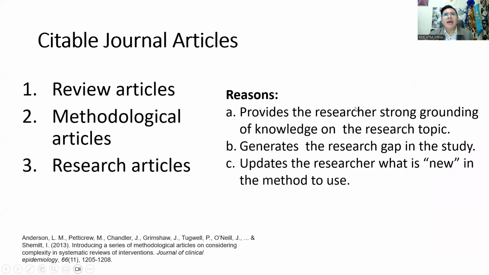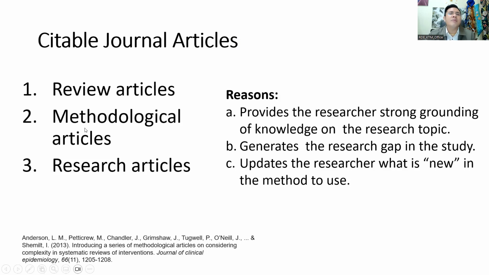So why do we need to have literature review also in the results and discussion section? It's good because your literature review will tell you how the research provides a strong grounding of the knowledge on the research topic. It generates the research gap in the study, and in the discussion section, it gives the direction where the researcher will stand as a point wherein he or she filled a gap in that literature and updates what is new in the method used.